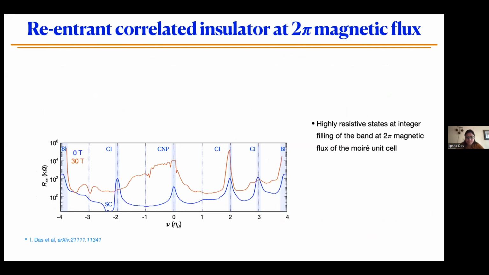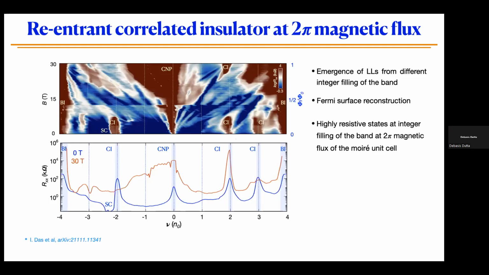At zero magnetic field, you have the blue curve where you have highly resistive peaks at different filling factors, which are my correlated insulators, and on top of that, you have a superconducting region. And if you go to 30 Tesla, again, you have highly resistive states, which are correlated insulators. So, which means that around that magnetic field, you have the reentrance of the flat band again, which comes with strong correlation.